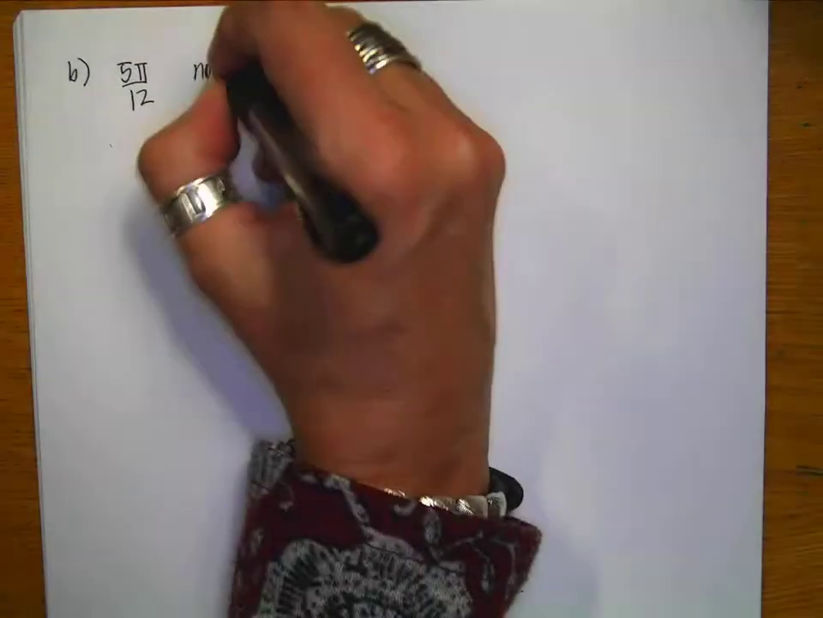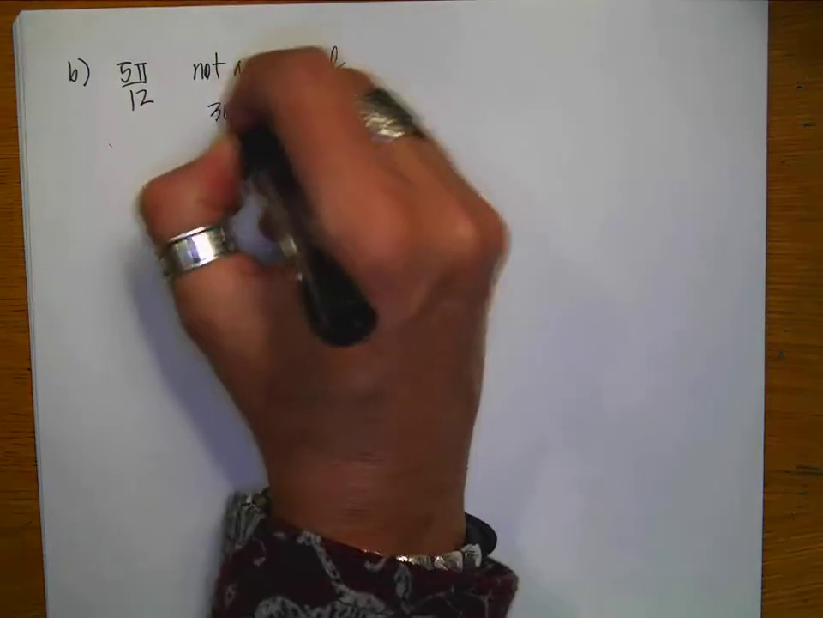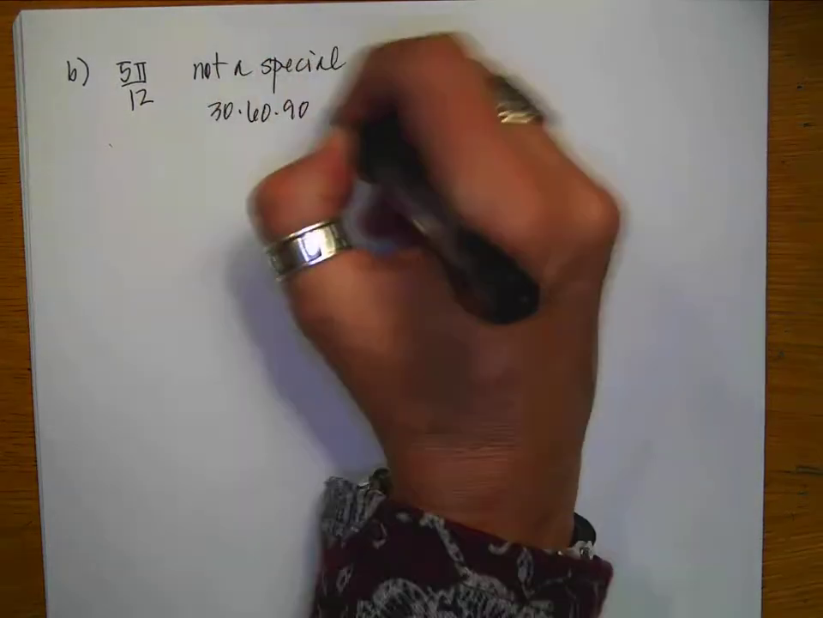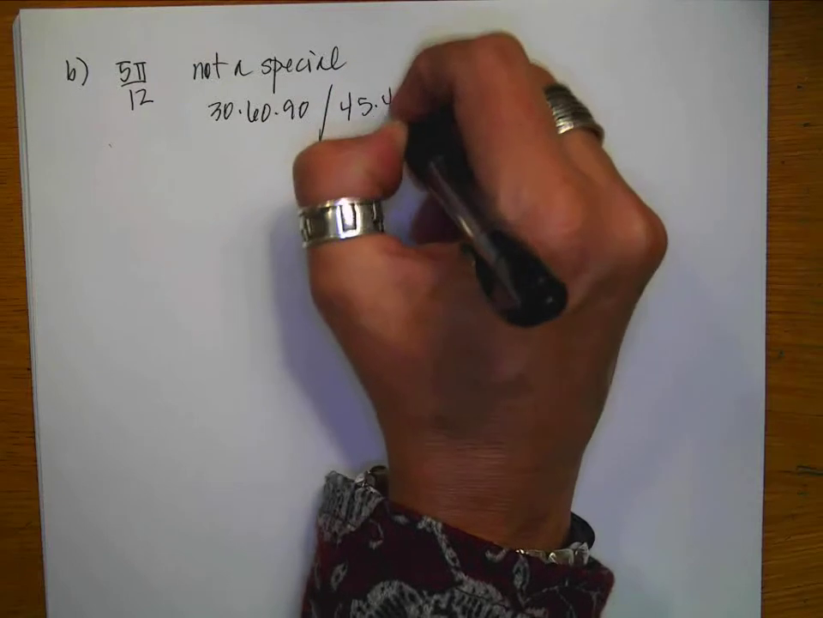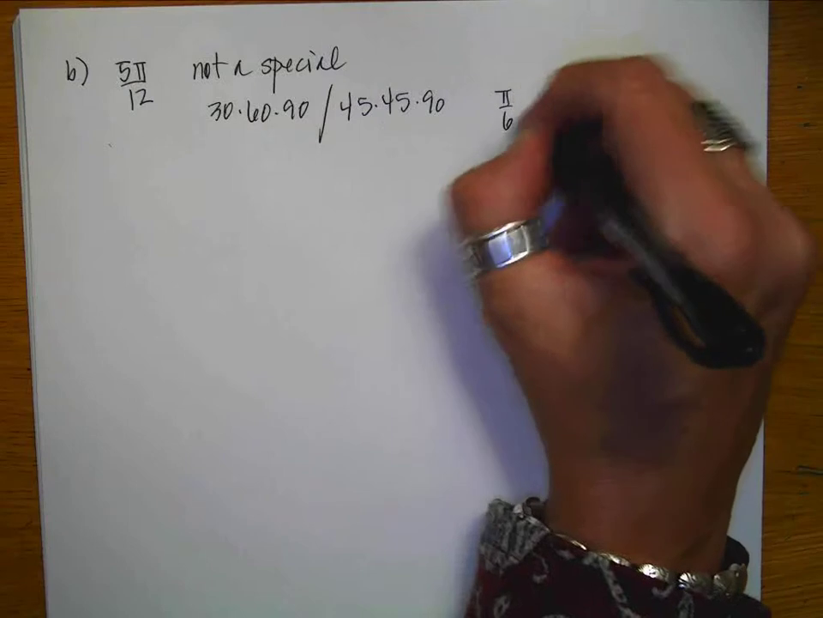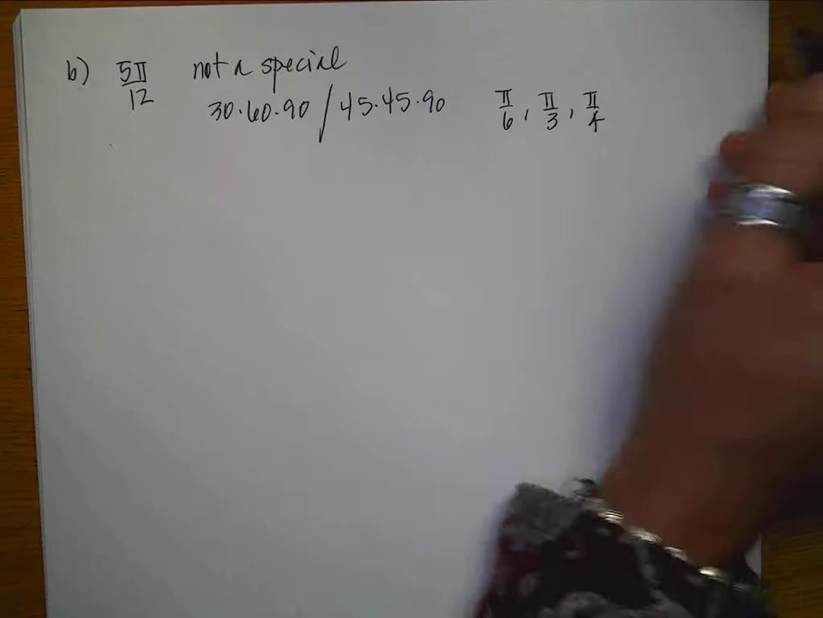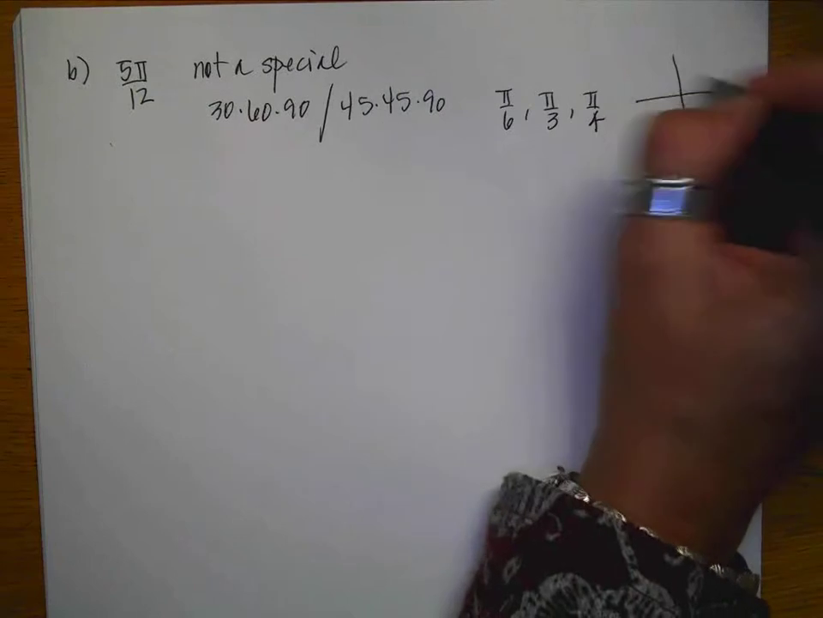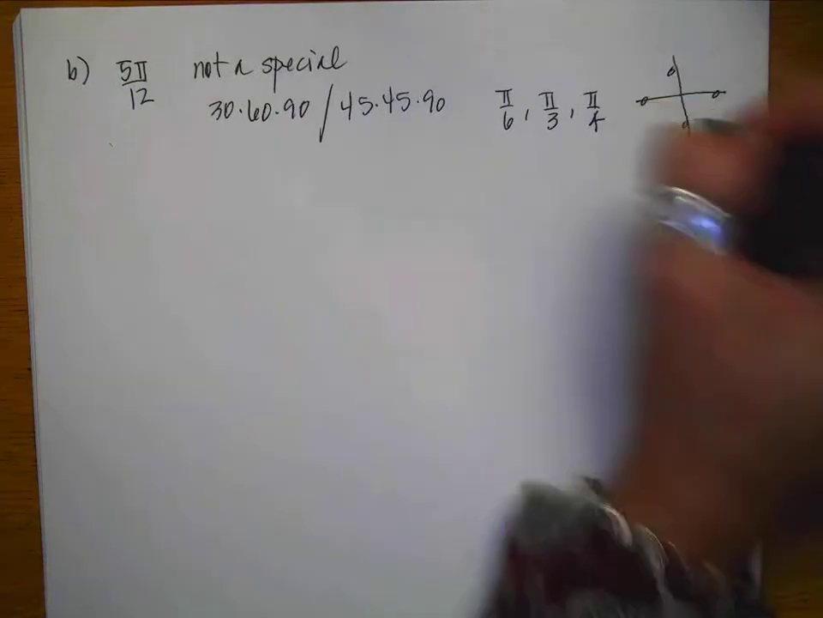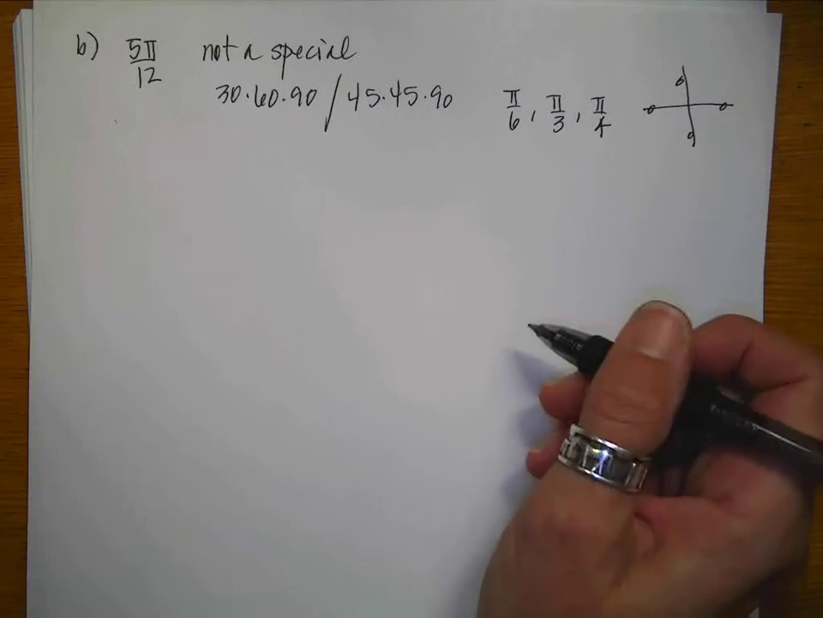This is going to be example B, and I'm going to give you a unique angle. So 5 pi over 12. 5 pi over 12 is considered not a special. And by that, I mean it is not either a 30, 60, 90, or a 45, 45, 90, which means that it's not a pi over 6, a pi over 3, a pi over 4, or one of the quadrantal angles, the angles on the axes.